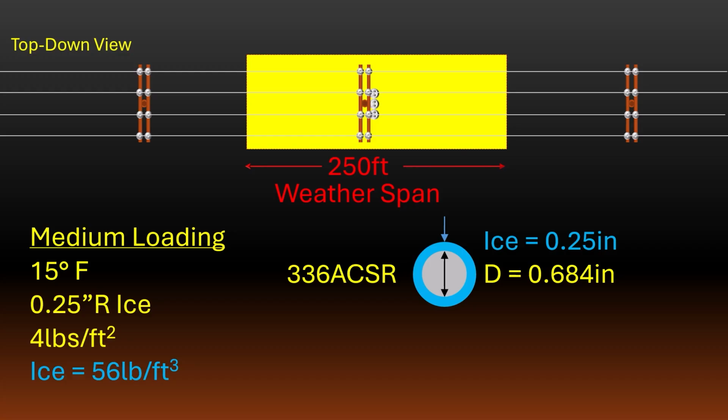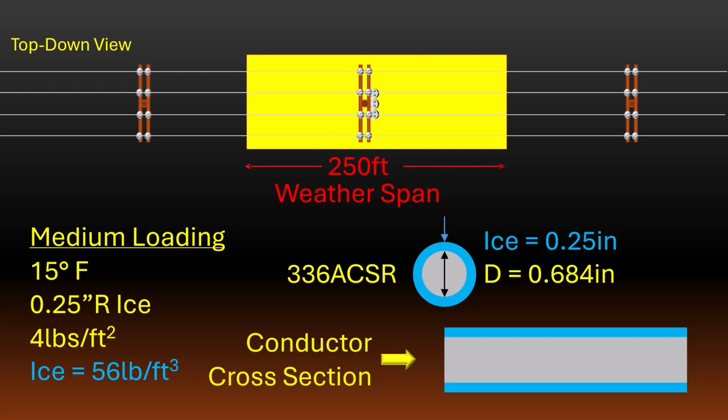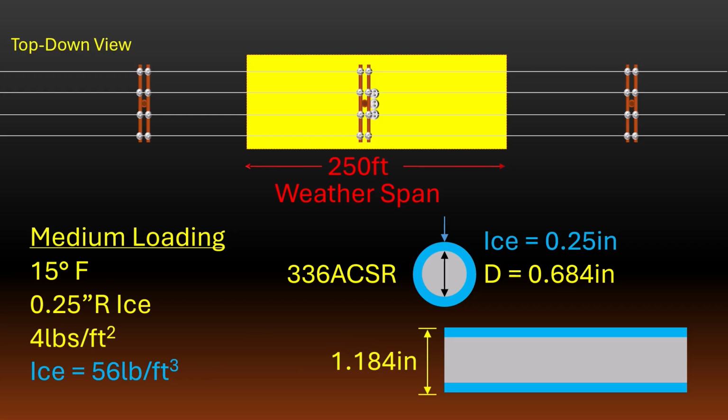We'll then need to determine the new wind load on the conductors due to the additional mass of ice. To do that, we just need to determine the cross-sectional area of our conductors again, this time including the 1/4 inch of ice on both the top and bottom of the rectangle. This gives us a surface area height of 1.184 inches. We'll multiply that by our 250-foot weather span and include all 4 conductors. This results in a new total area of about 99 square feet of conductor surface within the weather span.